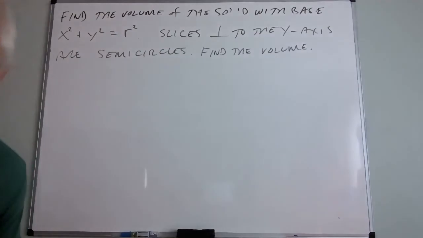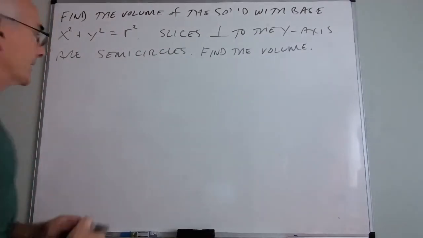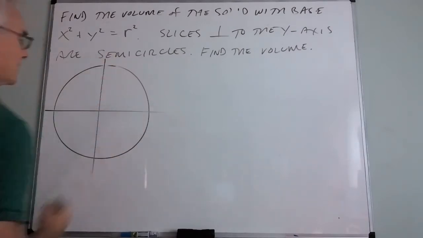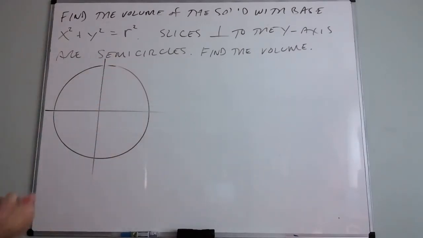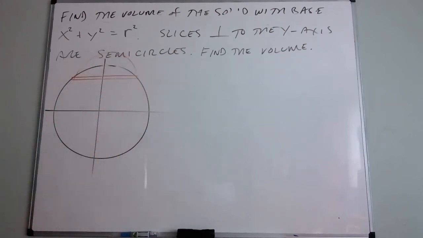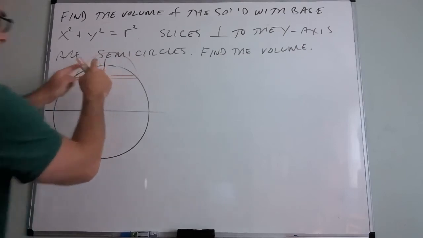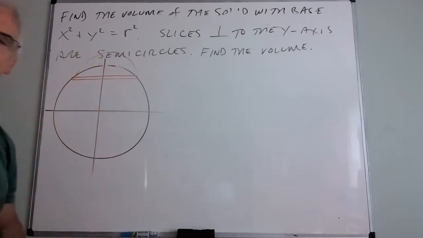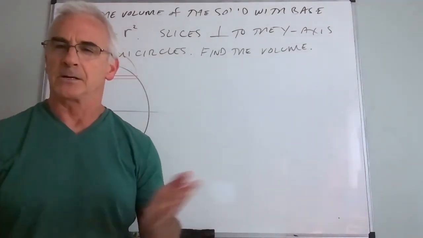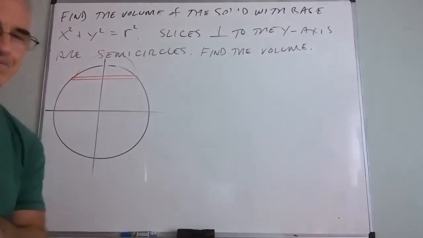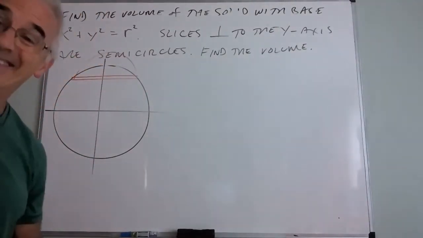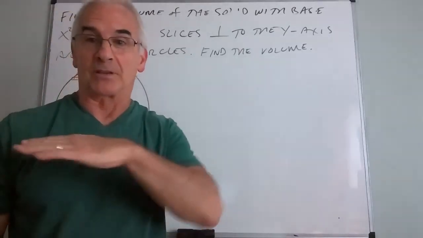Yeah, find the volume. Now let's see. So what does this one look like? Slices perpendicular to the y-axis this time. So these are semicircles. Small semicircles, big semicircles. Anybody see it? It's a sphere. You're half right. Sorry, half a sphere, the hemisphere. It's a hemisphere.